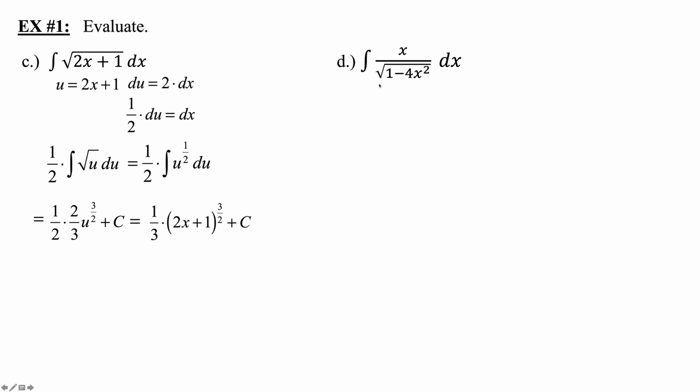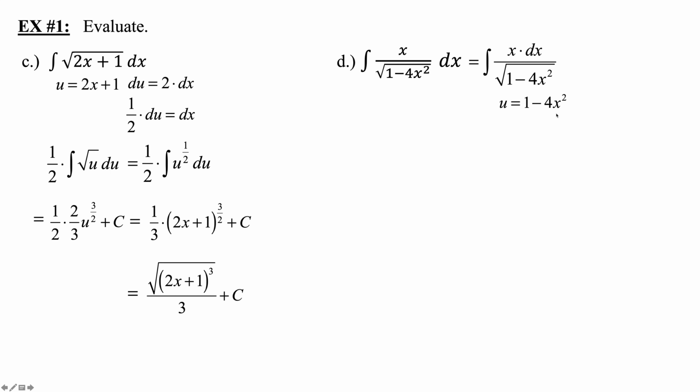Okay, part D. Let's come back here. Integrate x over the square root of 1 minus 4x squared dx. So again, inside my square root, I see an x squared. On the outside, I see x to the first. Therefore, 1 minus 4x squared is my u.